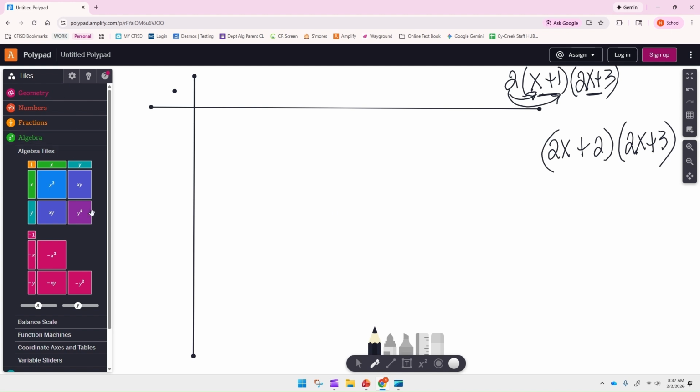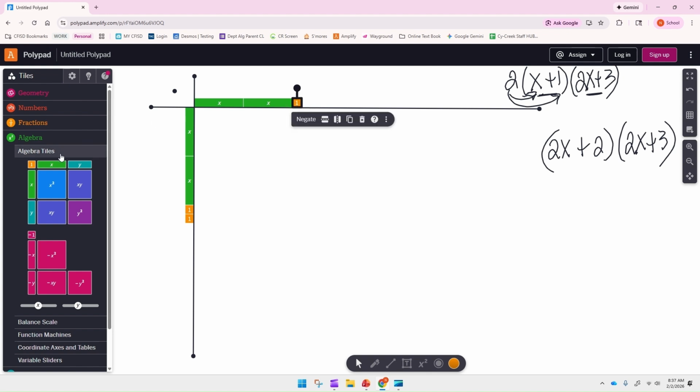So now when I take my factors and my algebra tiles, I'm going to build my algebra tiles. I'm going to do 2x, then 1x, 1x, and then I have 2 units of 1. So I'm going to bring my 1s over. Then I have 2 x's as well for my other factor on top, and then I have 3 units of 1.